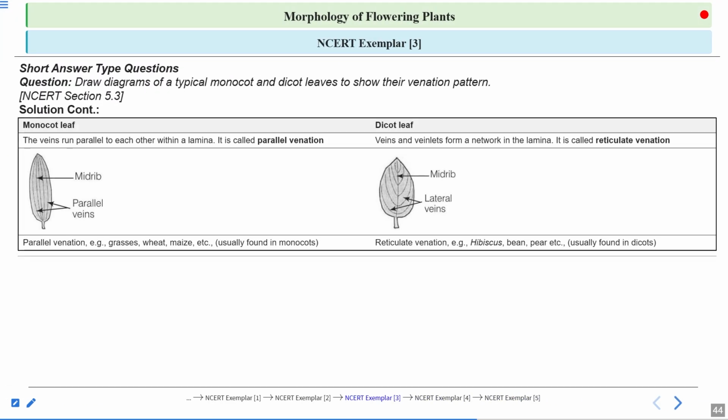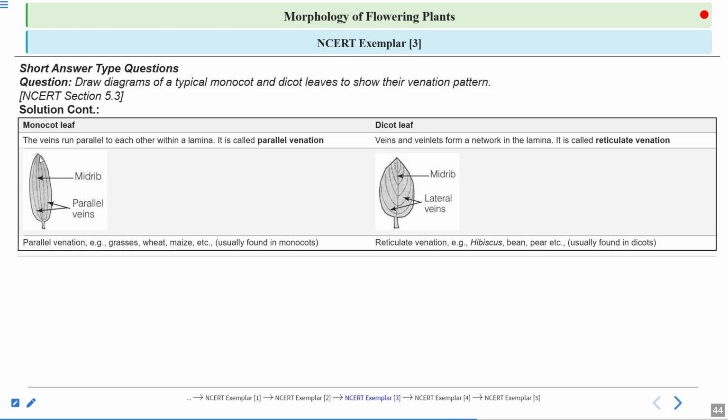Here you can see. In the case of monocot, the veins run parallel to each other within the lamina. This is the green part of the leaf, the green blade. Okay, the whole blade, that is the lamina. And in that you see that the veins are running parallel, right? So that is called parallel venation. Now in the case of dicot, what do you see? Veins and veinlets form an irregular network, right? And that is called reticulate venation.